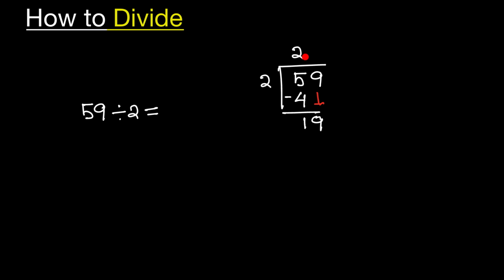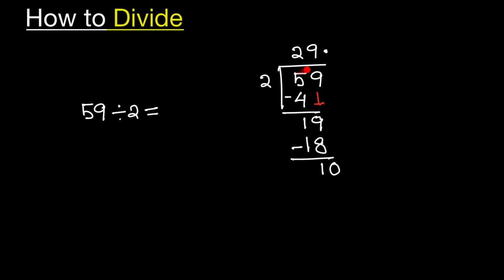That is why we need to bring down this number 9 here. And we know that 2 times 9 is equal to 18. Subtract, we get 1. Again this 1 is less than 2, but we have no number to bring down here. That is why in this case we will borrow 1 0, and for that we need to put a decimal here.